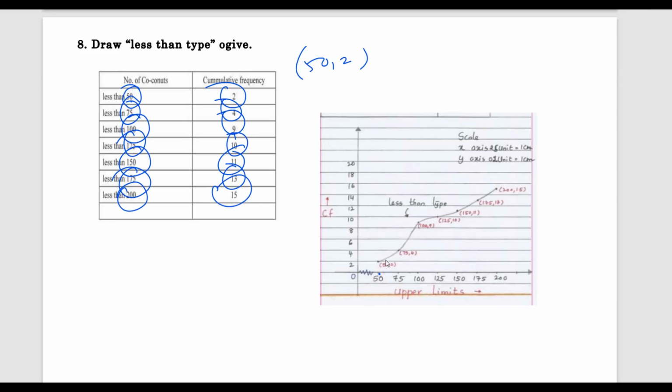You can see here 50, 2, 75, 4. Directly you should write the points. What is the point here? 50, 2. Next point is 75, 4. Next is 100, 9. Next 125, 10. Like this, you just need to write the points and plot them for the less than ogive. On the x-axis we have upper limits, on the y-axis it is cumulative frequency. Directly they'll give it in the exam, you just need to plot it.